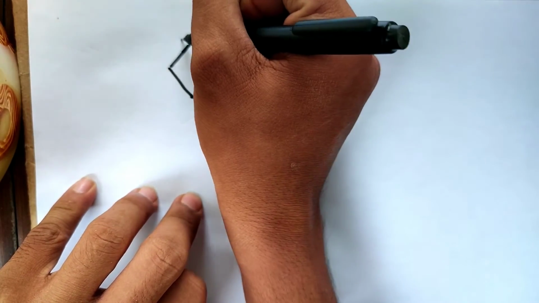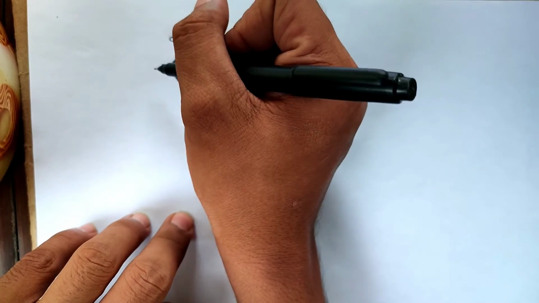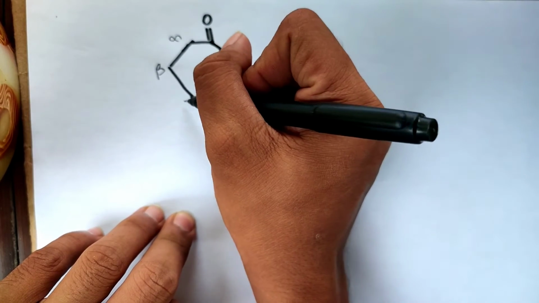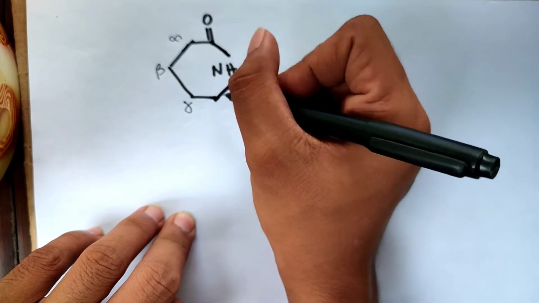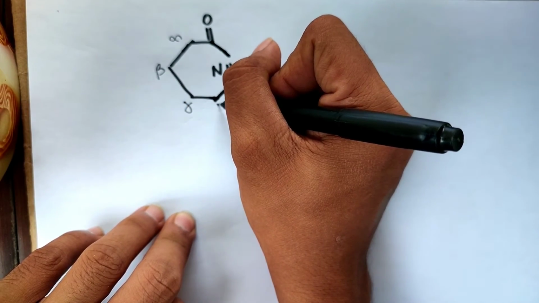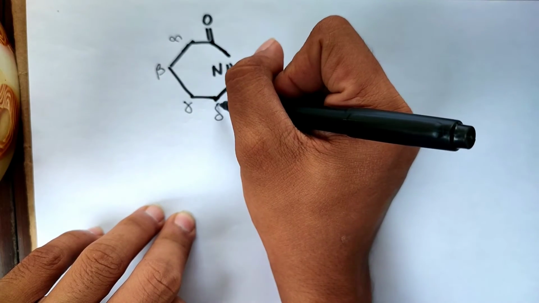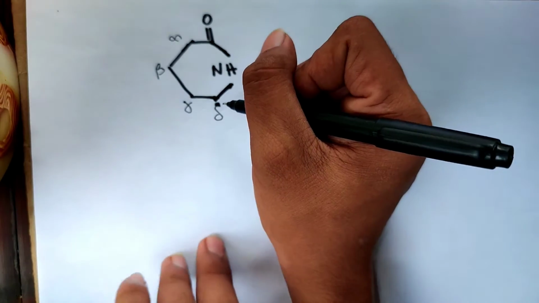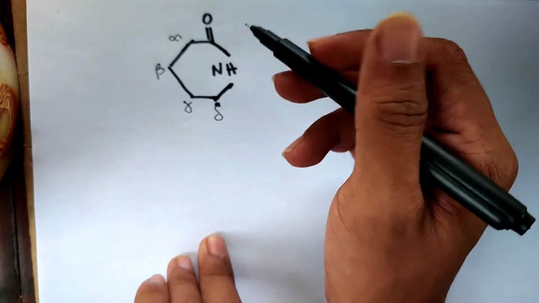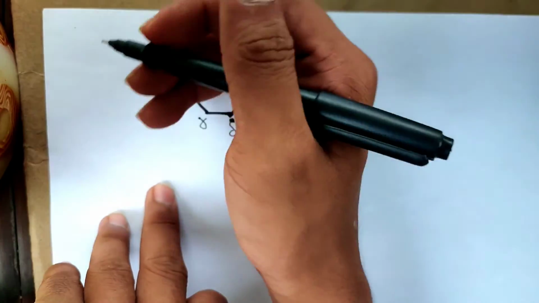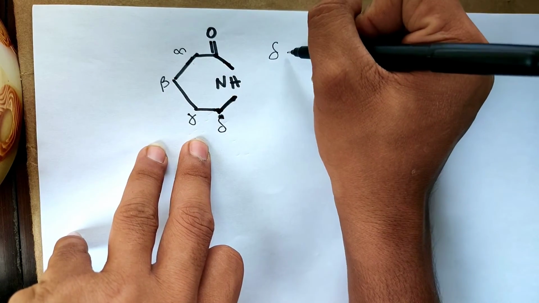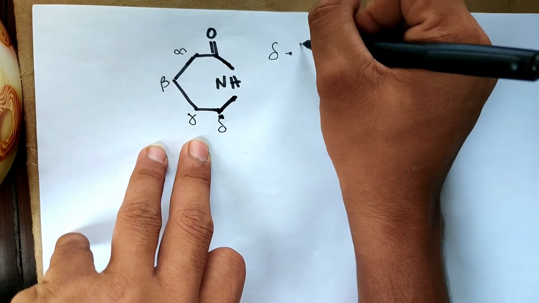Alpha. Ayan. Beta, gamma, and delta. Ayan. Delta. So, ganun lang yun. So, the name of this lactam is delta lactam. Like this. Delta lactam.